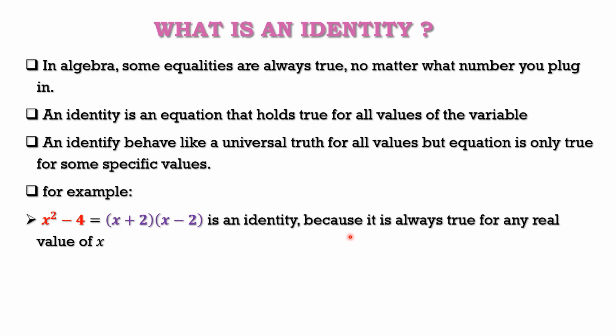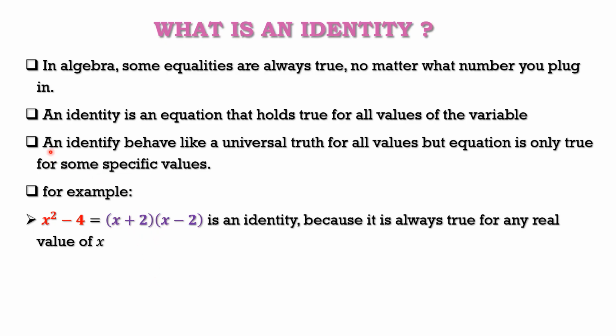Why? Because it is always true for any real values of x. What it means is that put any variable or any number as your x. The answer that you are going to get at your left hand side will be the same answer as your right hand side. It means that any real number substituted as x, both the left side and the right side become true. So that makes this one an identity.